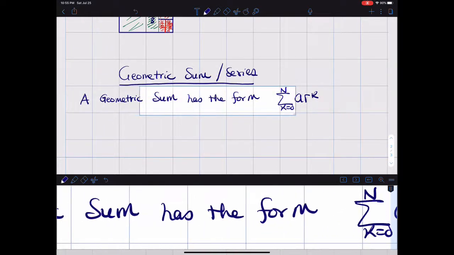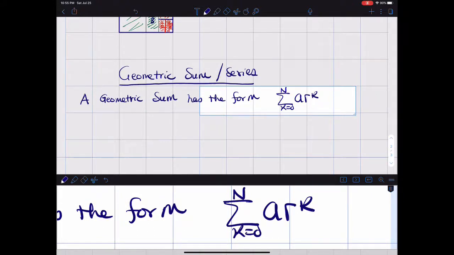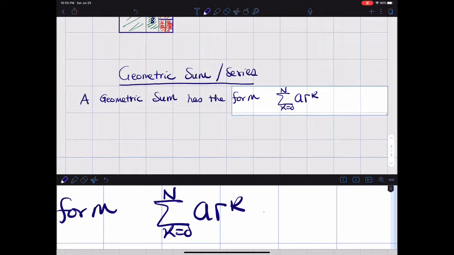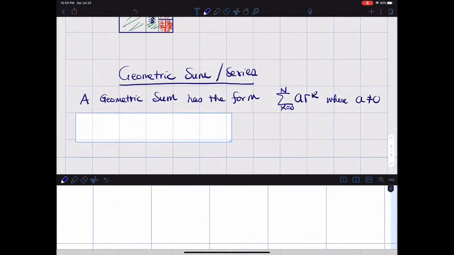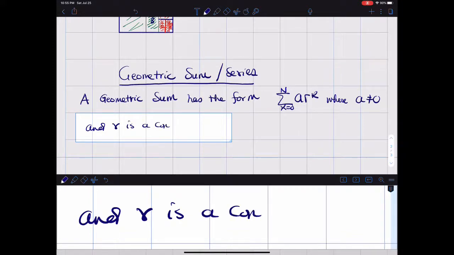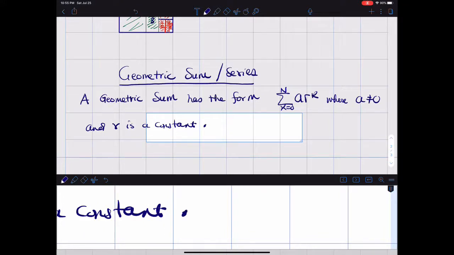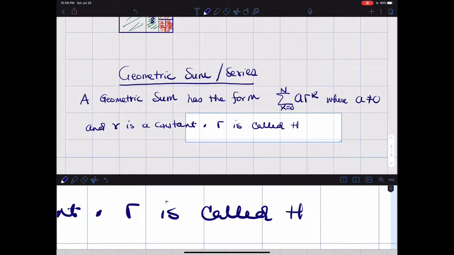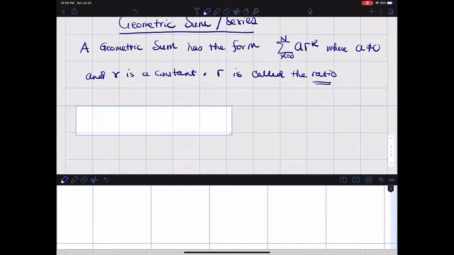So a geometric sum has the form summation k from 0 to n of a r to the k, where a is not equal to 0 and r is a constant. So r is usually called the ratio, the geometric ratio. Let's look at examples.